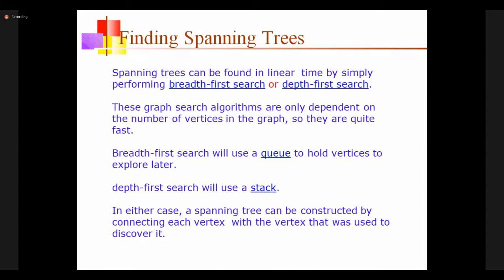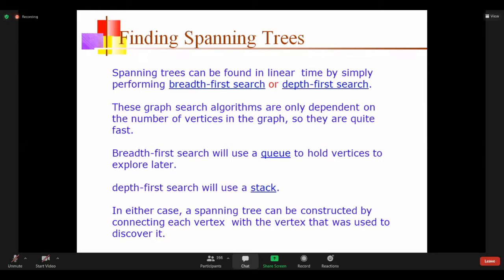These graph search algorithms are not only dependent on the number of vertices, they are all quite fast. So these algorithms are very fast. Coming to BFS, we are using a queue data structure to hold vertices to explore. For DFS, we are using a stack data structure. I'll explain with the queue data structure and the stack data structure.